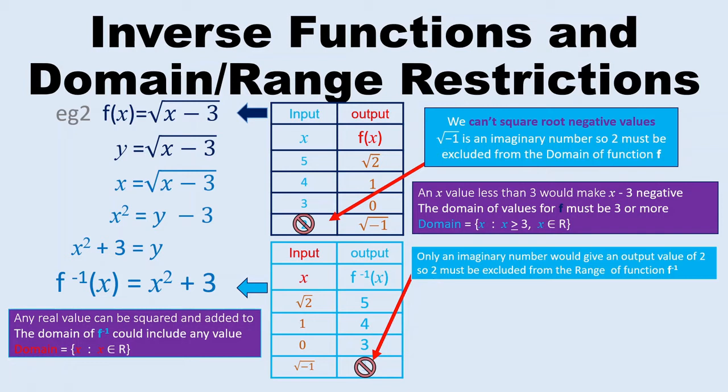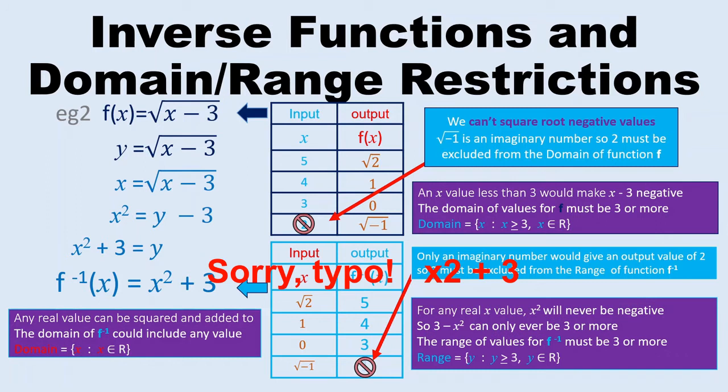But 2 is not the only value I need to exclude from the range. For any real x value, x squared will always give me a positive answer. A positive number squared gives me a positive answer. A negative number squared, negative times negative, also gives me a positive answer. So this result will always be positive, and I'm adding 3 to it. Adding 3 to any positive number will always give me an answer of 3 or higher. That means that the output value, or the range of values, for this function will always be 3 or higher.